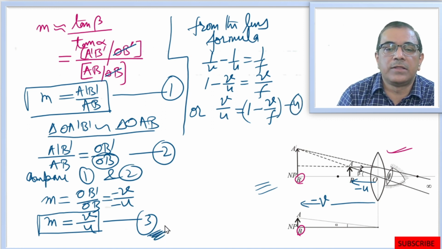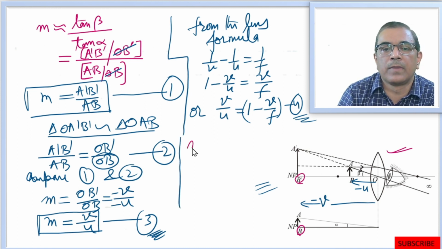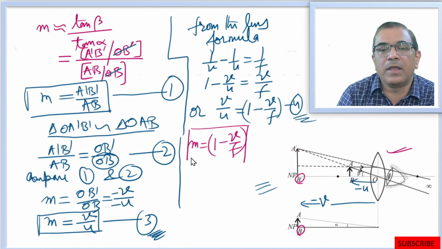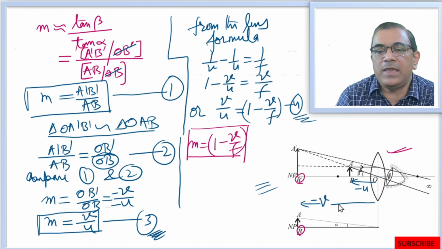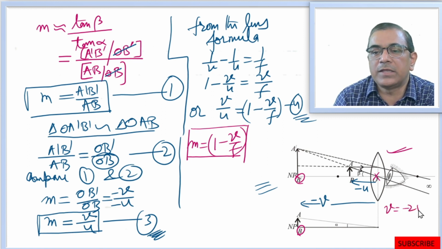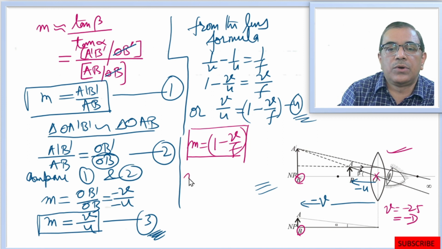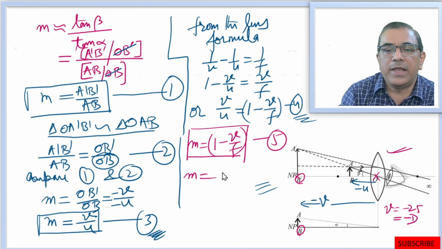Now compare this 3 and 4, then you should be able to write m is equal to 1 minus v by f. So this is the final formula, but at the same time it is conventional to write v is equal to the distance from optical center till the position of image, to be minus 25. v is equal to minus 25, and this is also written as minus d. So substitute v equals minus d in this relation number 5. What do I get? 1 plus d by f.